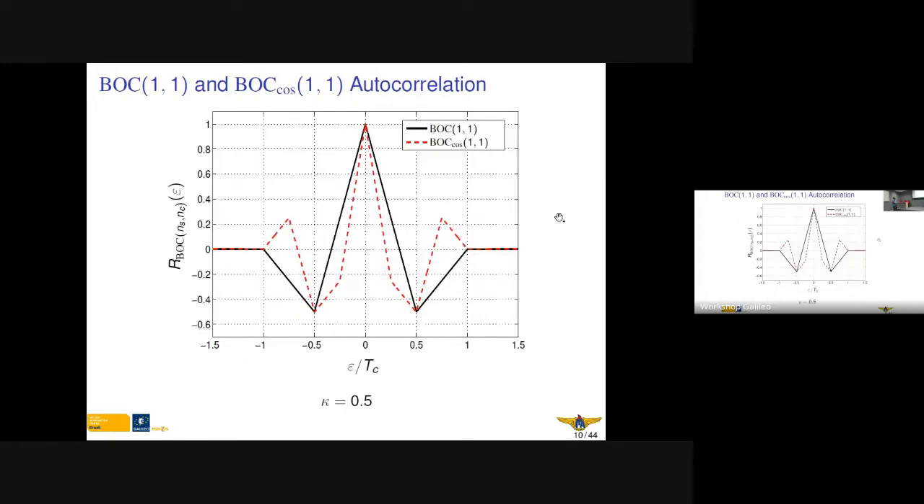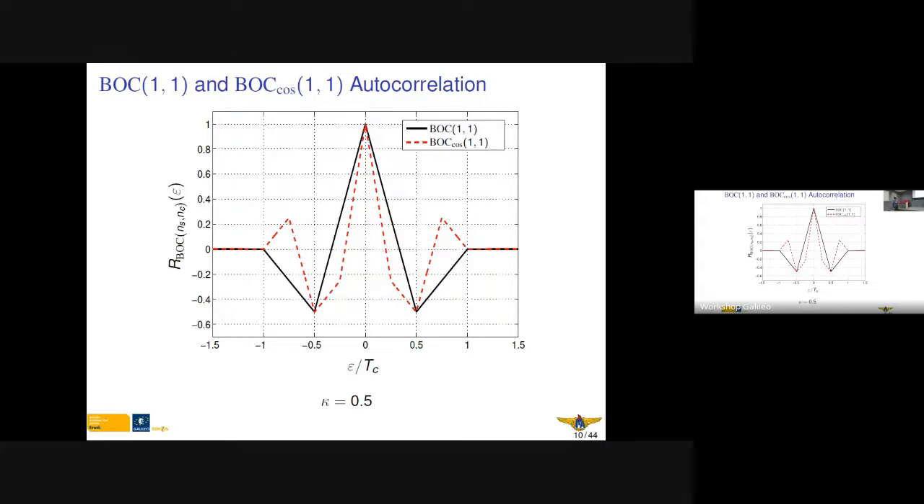We can also have a look at the autocorrelation function of the two signals. You can notice we defined this yesterday, this kappa, which is the height of the side lobe next to the main lobe. So this is here the highest side lobe. It's 0.5 with respect to the peak, the main lobe here, which is at 1. We can see there's a slight difference here of the autocorrelation function of the cosine phased one. First of all, the peak is narrower, is sharper, which means that the Cramér-Rao bound of the BOC cosine one will be lower than of the BOC sine phased one.